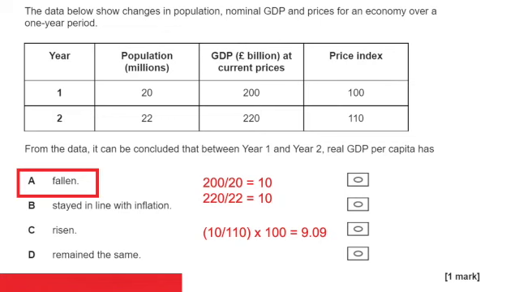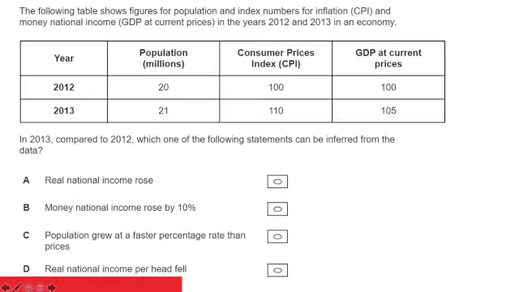Now another one which is quite similar to this. Before I do anything, and before I do a calculation similar to the last question, I'm just going to look at option C, where it says population grew at a faster percentage rate than the prices. Now I can quickly work that out because I know the prices have gone from 100 to 110, so there's been a 10% increase. So all I need to do is work out the population increase from 2012 to 2013, and we can see there it's only increased by 5%. So it hasn't, so we can rule out C straight away.